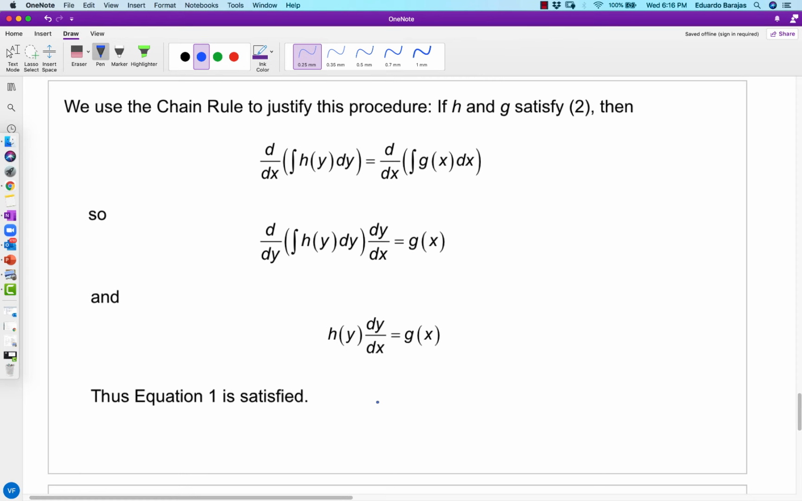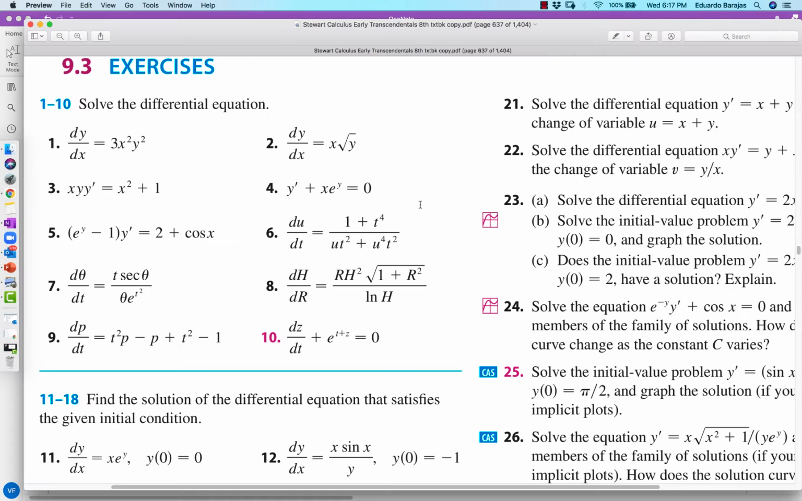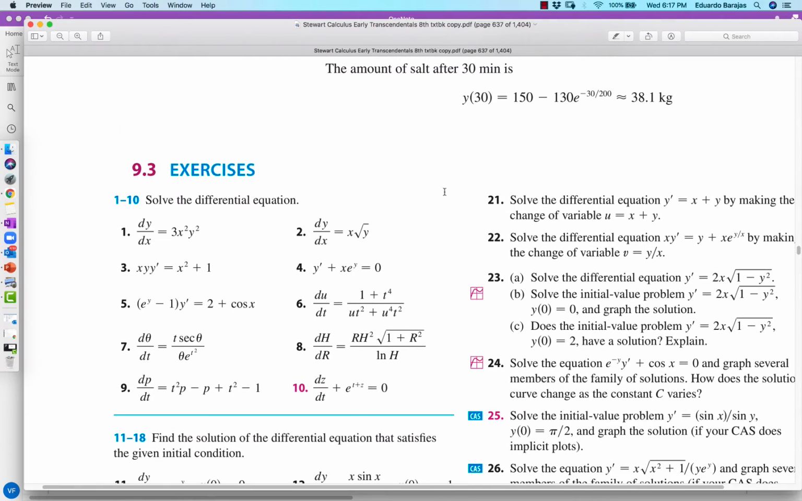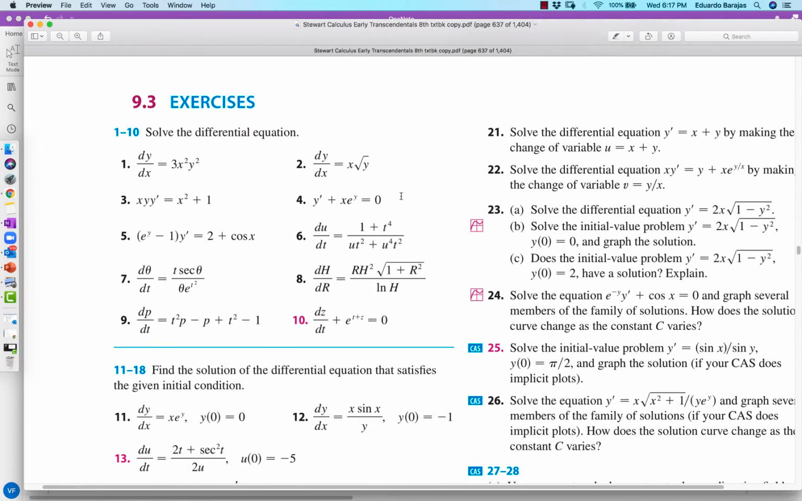All right, let's look at an example. All right, so here are the exercises for section 9.3. Let's do a few of these. Let's start off with number 6.